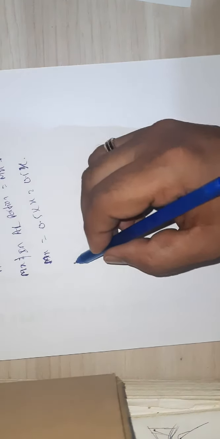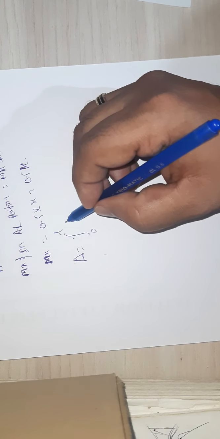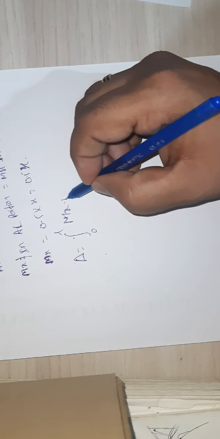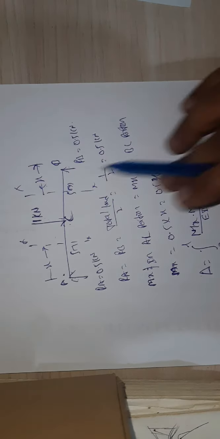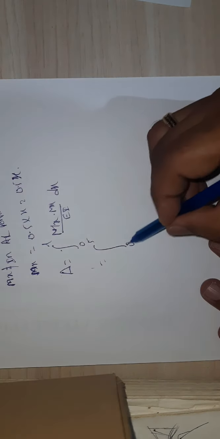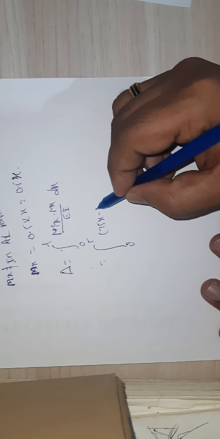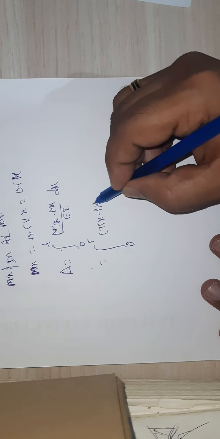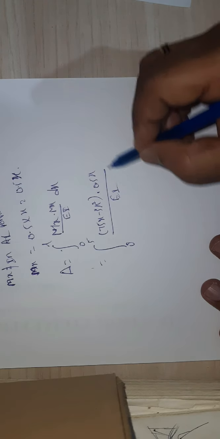Now we know the deflection. Deflection delta equals integral from 0 to L of capital Mx into small mx divided by EI into dx. What is the limit here? We can see for each portion what the limit is. For the AC portion it is 5 meters, for the BC portion it is also 5 meters. It is symmetrical, so I can write this formula: 0 to 5, capital Mx is 75x minus 5x square, small mx is 0.5x, divided by EI into dx.